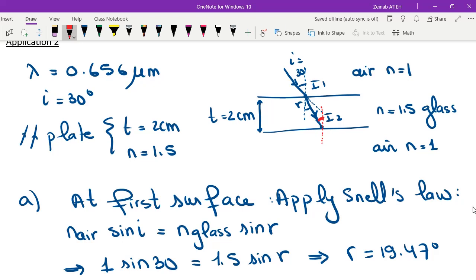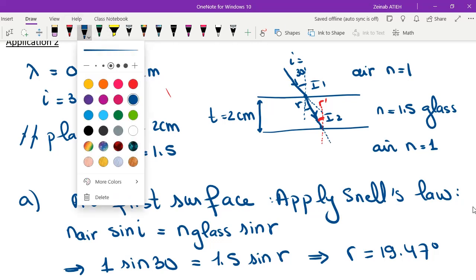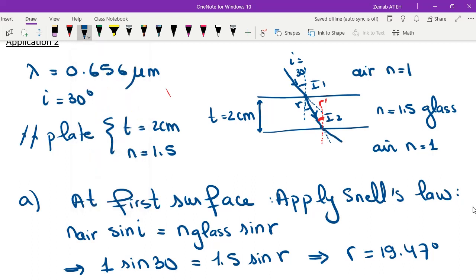This angle is always measured with the normal. I will call it R prime; some call it I prime, but I will call it R prime. Now we are going from dense to rare, from the denser to the lighter medium. So it bends away from the normal. It refracts away from the normal, so it comes out like this, away from the normal. Let's find this angle of refraction, which is I.